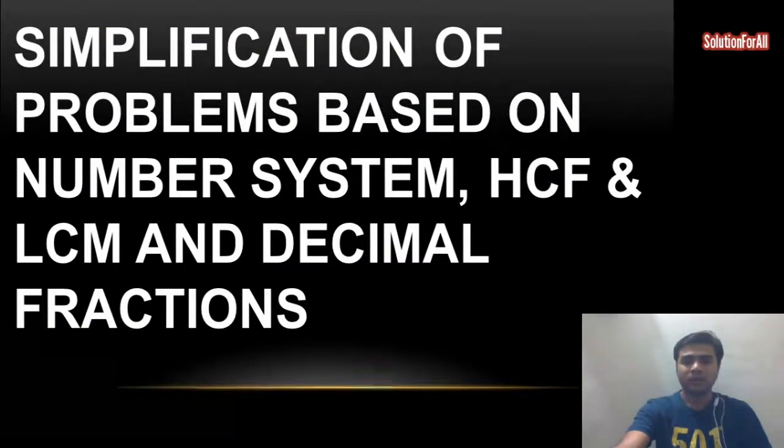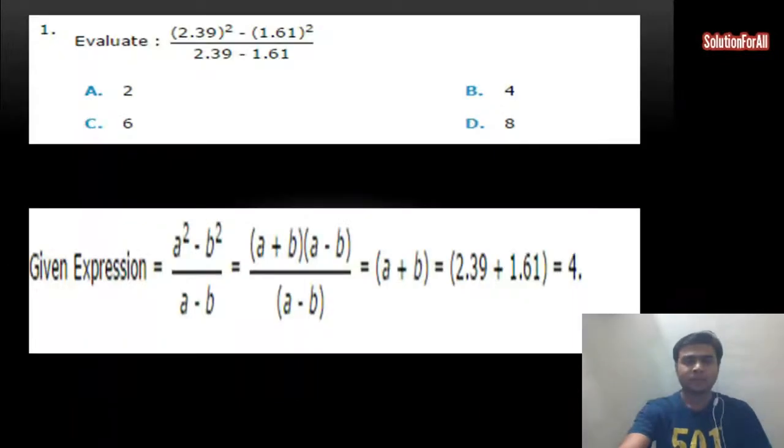So today we'll be dealing with the simplification of problems based on number system, HCF and LCM and decimal fractions. So our first problem is given here. Don't watch the solution first. Let's do it. So the first question is evaluate (2.39 squared minus 1.61 squared) divided by (2.39 minus 1.61).